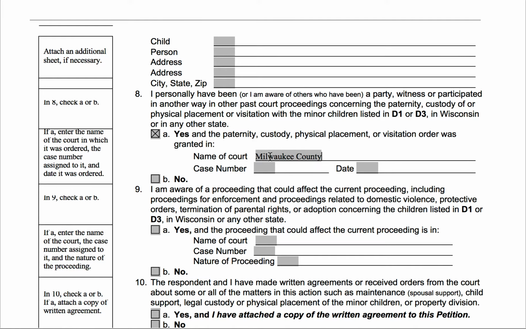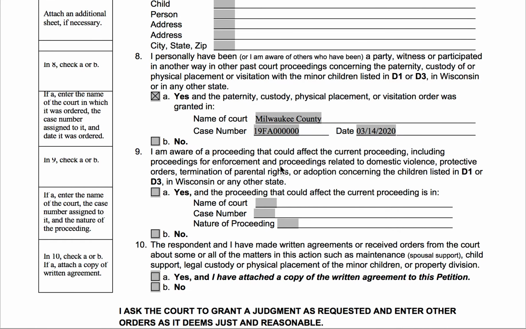And again, the name of the court is usually just the county. You'll put the case number for the case, and the date that case was filed, or the date of the last order, whichever you prefer there.